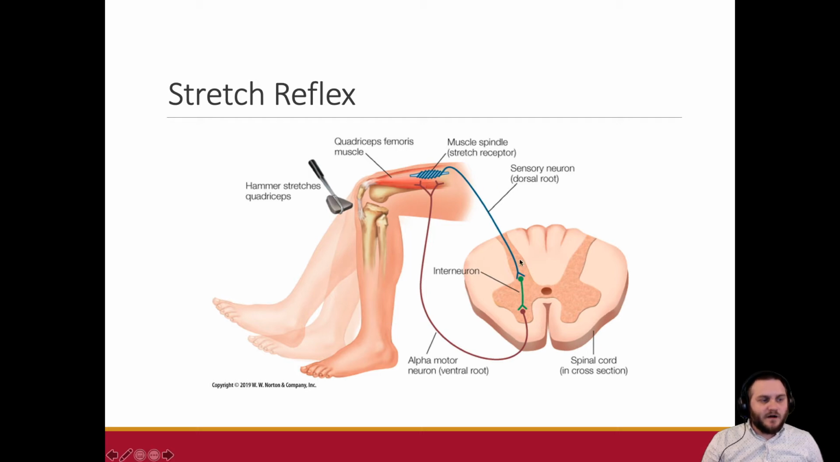So that sensory neuron goes into the dorsal root and gets connected to an interneuron. That interneuron then tells an alpha motor neuron coming out of the ventral spinal cord to contract. Okay? So basically like, oh my god, contract. Go upward. Go upward. So it activates a motor neuron to contract the quadriceps.